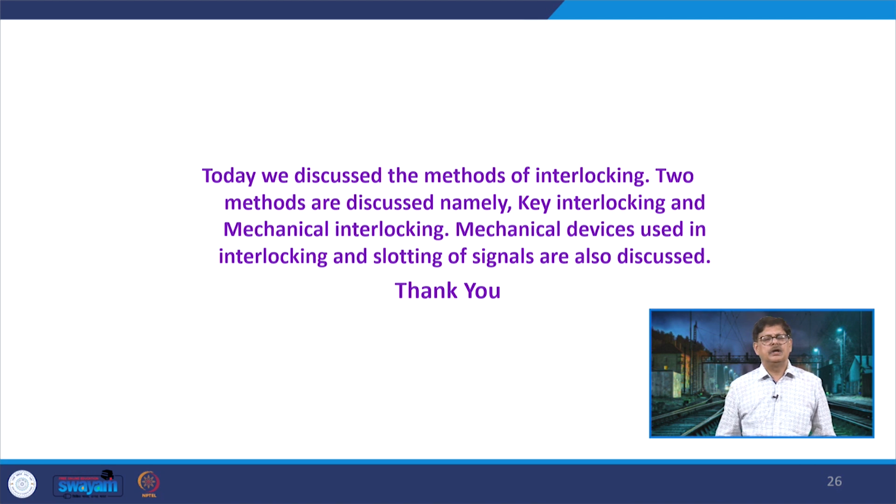With this, we close our discussion now, and what we discussed was two aspects. One is the key interlocking aspect, another is the mechanical interlocking aspect. And apart from that, we have also discussed the various mechanical devices which are used when we are setting a point and locking a point or holding a point for the movement of a train.